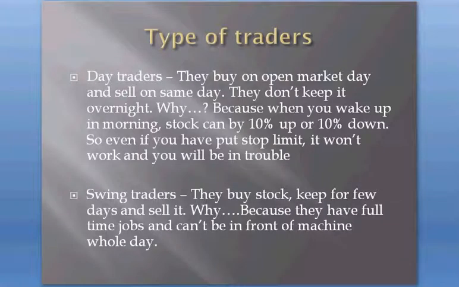Types of traders: usually there may be two, there could be different, but the major ones are day traders and swing traders. Day traders buy in the open market and they sell on the same day. They don't keep it overnight. Why? Because when you wake up in the morning, the stock can be 10% up or 10% down. Even if you put a stop limit, it doesn't work because it already passed your stop limit. So day traders don't like to sleep overnight holding the stock in the portfolio. Swing traders buy the stock and keep it for a few days and sell it.